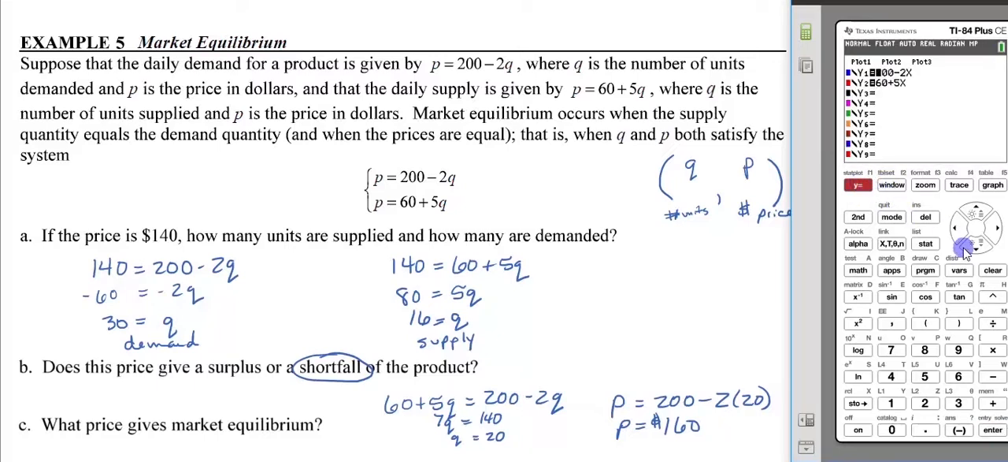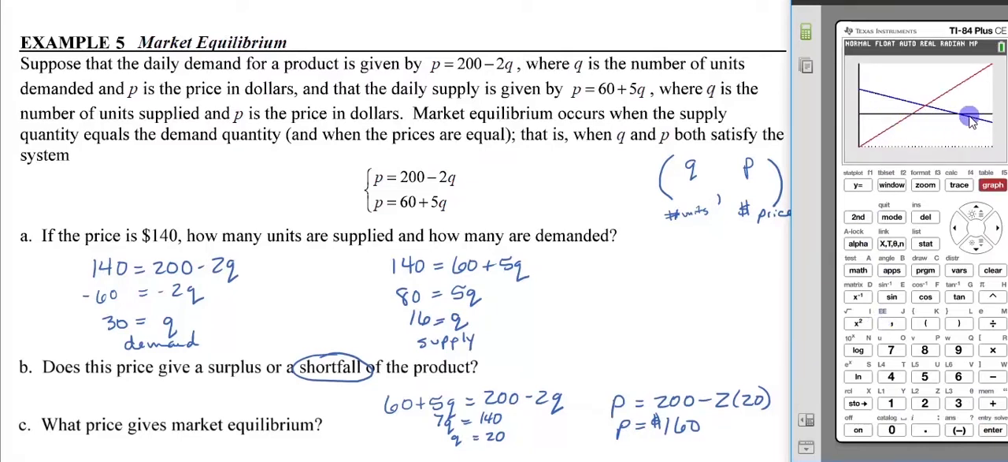You can also put in another equation here. If you had that price of 140, you could make another equation of y equals 140. And when you graph that, you see down here, this is your supply and this is your demand. So the supply with the price is over here, and the demand with that price is over here. Your demand is going to be a bigger number than the supply, so you end up with that shortfall.